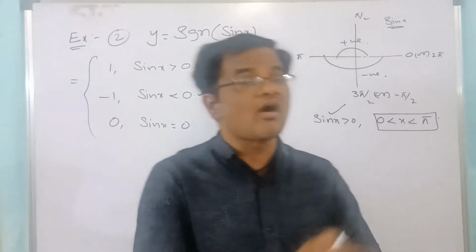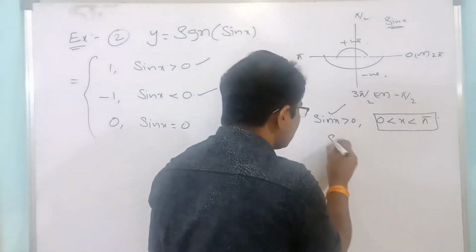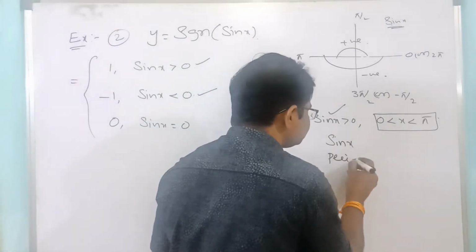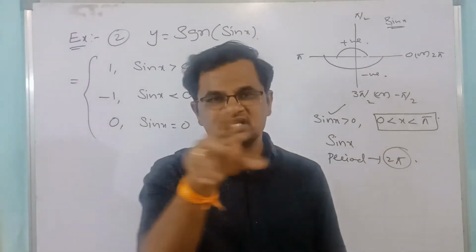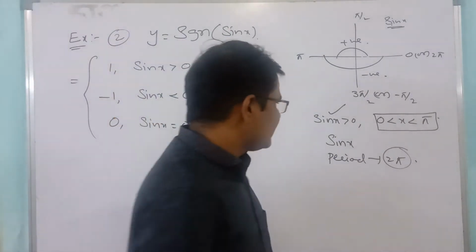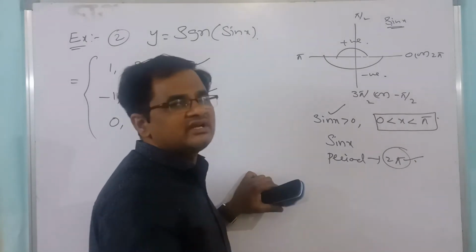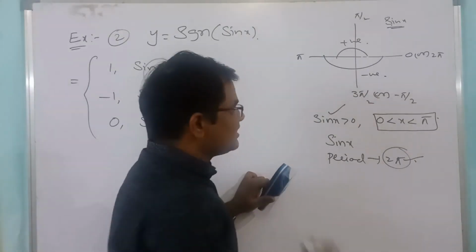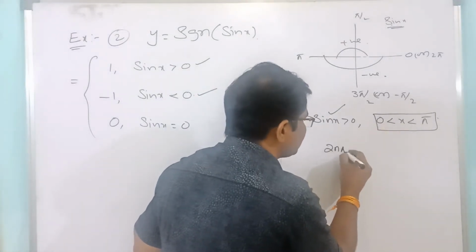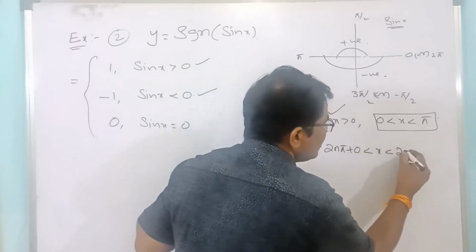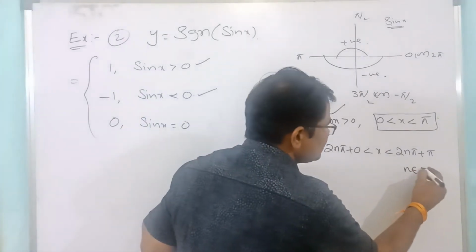How to identify all those intervals? With the help of the period of sin x. What is the period of sin x? 2 pi. In this interval sin x will repeat; the sin x graph repeats. So with the help of the period of sin x, we take all the intervals where sin x is greater than 0. For that we have to add 2n pi. So 2n pi plus 0 less than x less than 2n pi plus pi, where n belongs to integers.